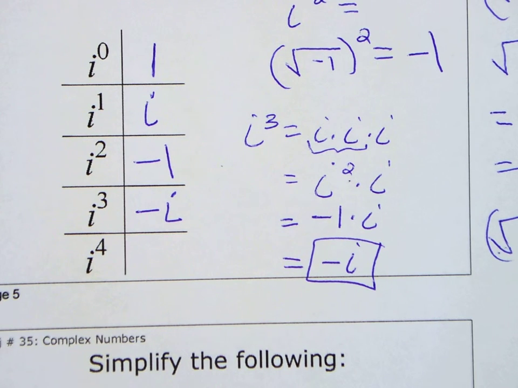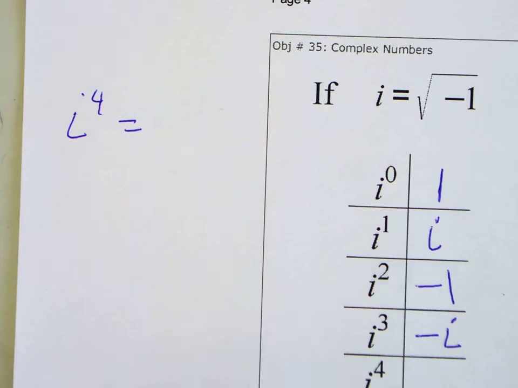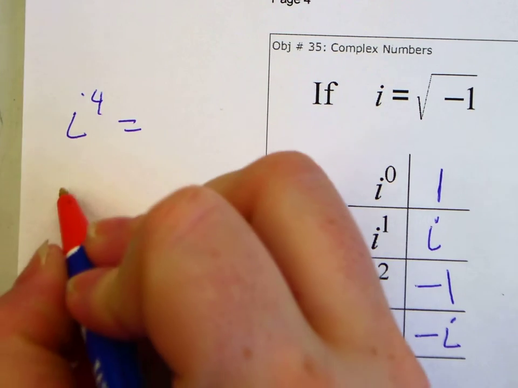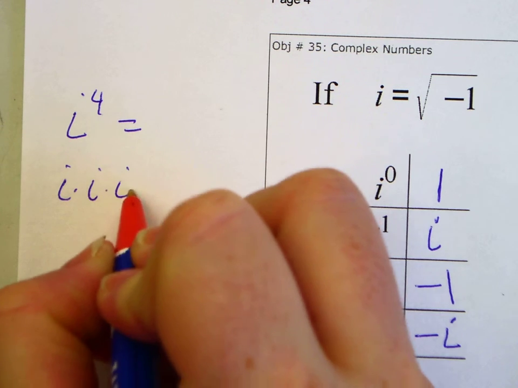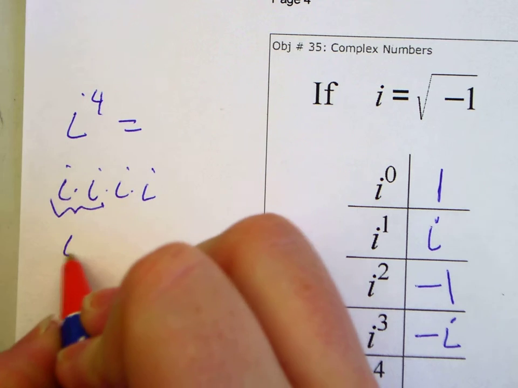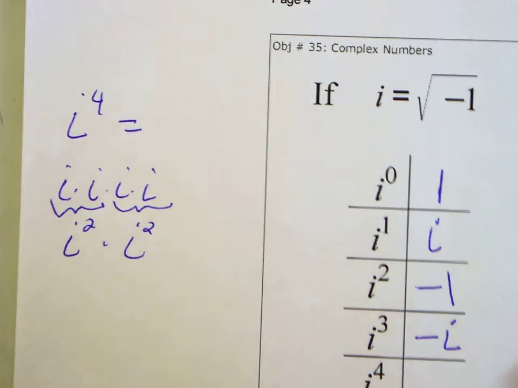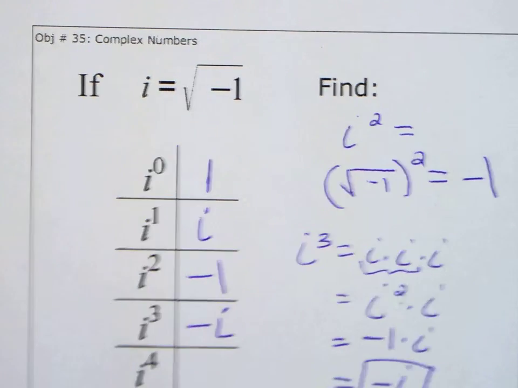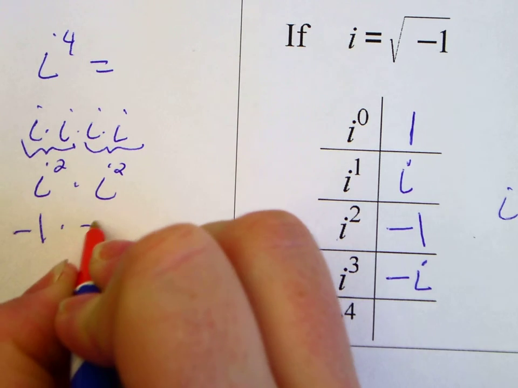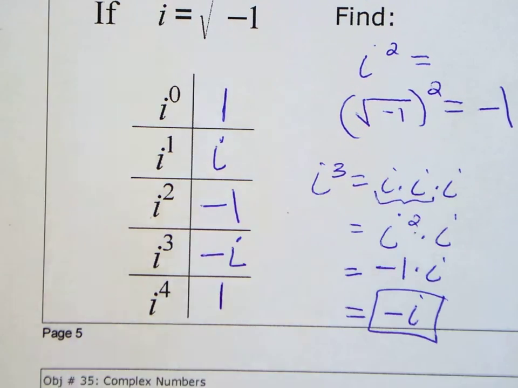How about i to the 4th? Let's do that over here. i to the 4th, what does a 4th mean? i 4 times. 1, 2, 3, 4. We can put these two together, which is i squared, and then those two together, i squared. What's i squared equal to? Remember, i squared is -1. -1 times -1. What's -1 times -1? 1. So i to the 4th is 1.